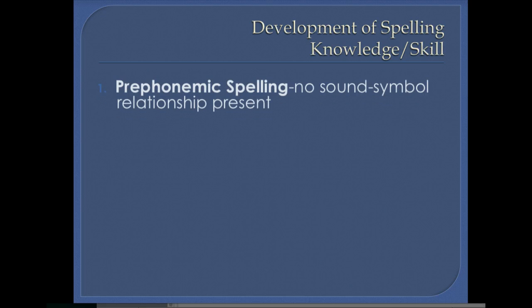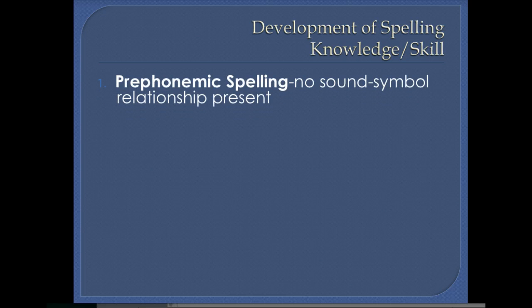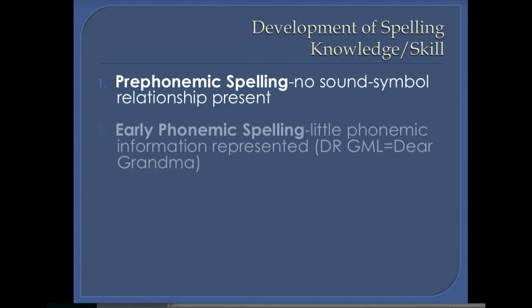Okay, the development of spelling knowledge and skill. Prephonetic spelling, so no sound symbol relationship present. Here a child might draw a circle and maybe say that says ball. Maybe there's just shapes and they're telling you it says something. So this is a very early stage in spelling.